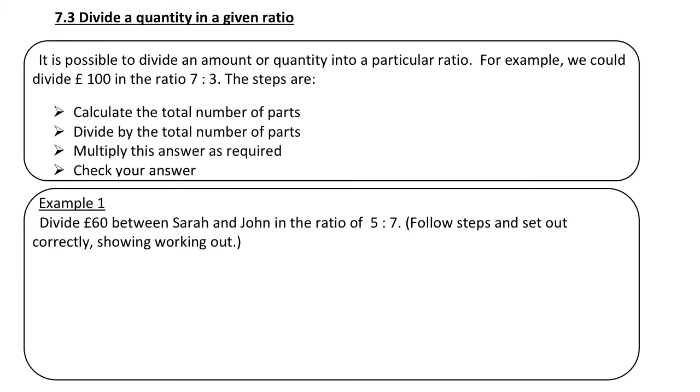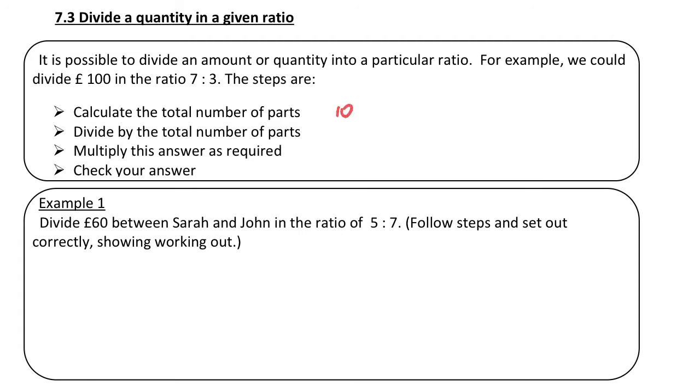7.3, divide a quantity into a given ratio. So it is possible to divide an amount or quantity into a particular ratio. For example, we could divide £100 in the ratio of 7 to 3. So the steps are we calculate the total number of parts. In this case, being 7 to 3, that means that there are 10 parts.